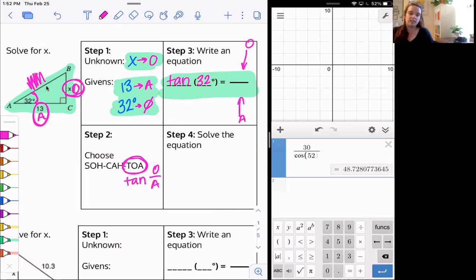What is O in this case? It's X, good job, Tony. And what is A in this case? 13. So we have tangent 32, good job, Mia, too. Tangent 32 equals X over 13.